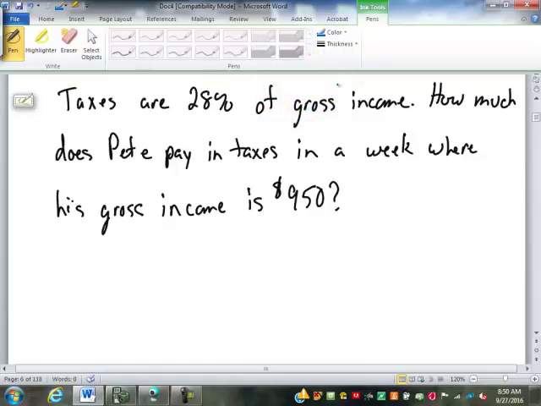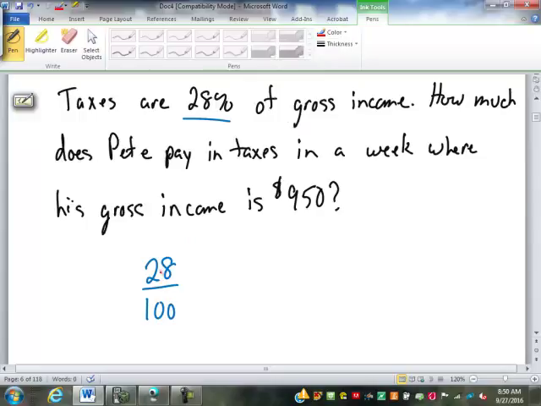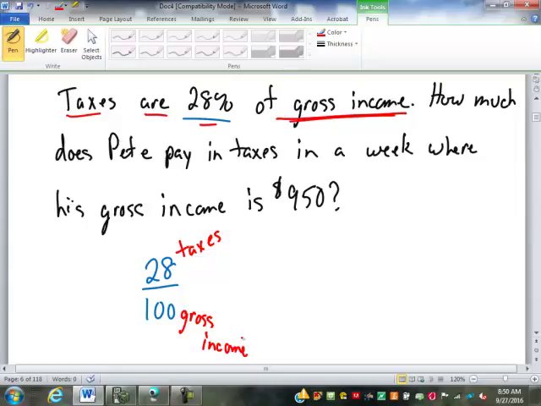So just like in the other problems, I always start out with the percent. 28% is 28 out of 100. Now, before I do anything else here, I'm going to label what that means. 28% represents what? Taxes. And that's 28% out of what? Out of gross income, which means the 100 represents the gross income. That's what this percent is based off of. The 100 is always representing the item that this is out of, or calculated out of, the whole amount.